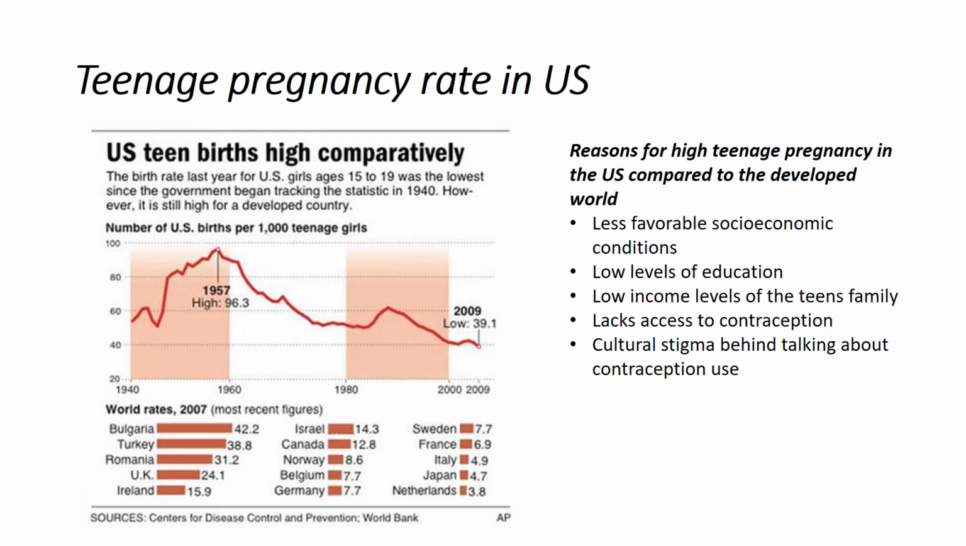But what causes this is less favorable socioeconomic conditions. That means the community that you grow up in or the amount of money your family has isn't a lot. Low levels of education, low income levels amongst the teen's family, lack of access to contraception, which we've talked a lot about with the developing world, and then, of course, the cultural stigma in our country of talking about those contraceptives. So kids end up becoming pregnant in their teenage years.